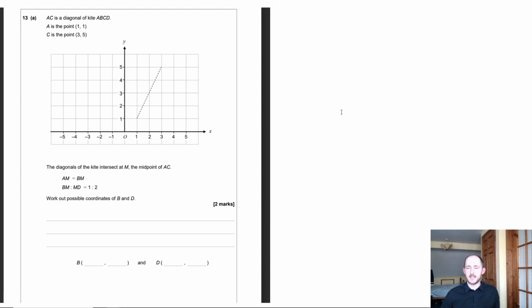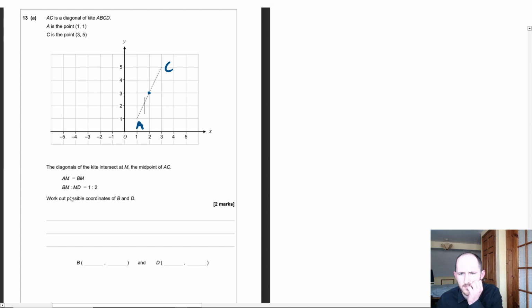Ah, perfect. So it says AC is the diagonal of a kite ABCD. Okay. So I'm assuming this is AC. Yeah, it is. Cool. So I'm going to label that quickly. And the diagonals of the kite intersect at M, which is the midpoint of AC. And we need to work out the midpoint of AC. Okay, so they intersect at M, which is there. The diagonals intersect. AC is a diagonal. Okay. And it says AM is equal to BM, of course.